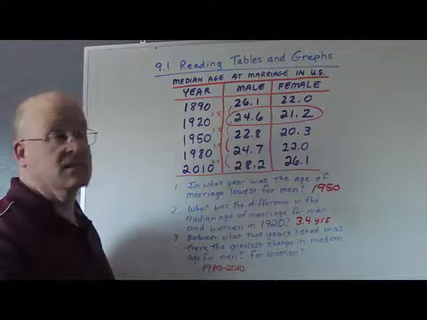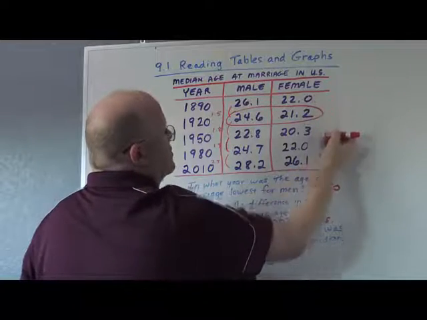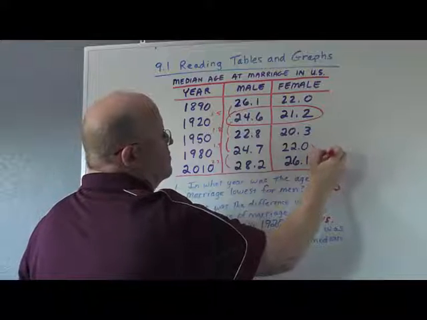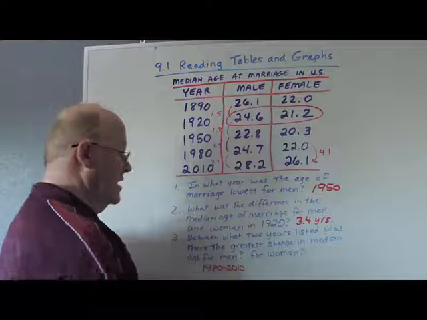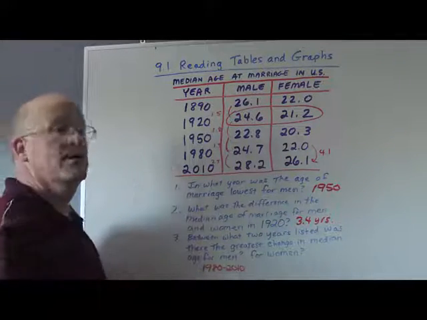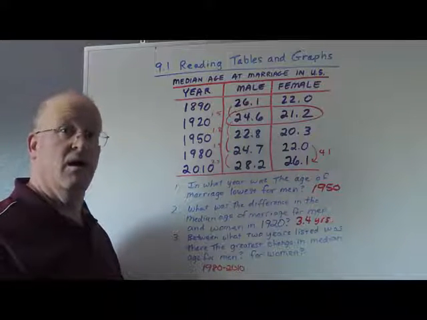Now let's see if that's the same for the women. We're going to do some subtraction. These are not too far apart. It just looks upon observation that those are 4.1 years apart, which is the greatest difference between ages. And so that would be the same pair of years, between 1980 and 2010, where there was the greatest change in median age for women also.